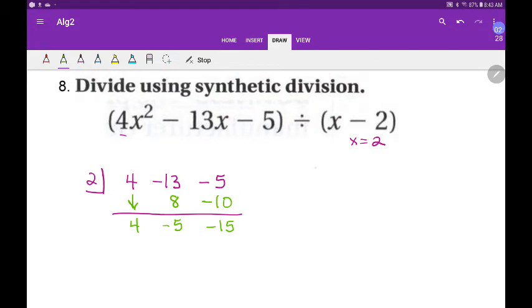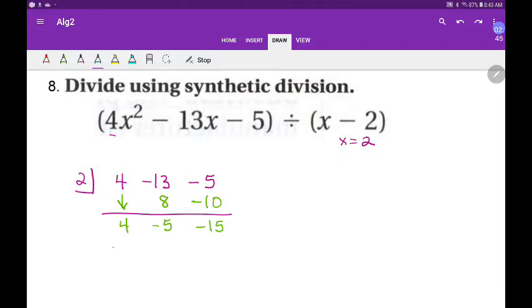Okay, so if I were to plug in 2 into this, I would get negative 15. But that's not really what I want. What I want is, what happens when I divide. So I take this 4, and I say 4. Up here it was x squared, so now it's just x. And I take negative 5. That's my constant right there.